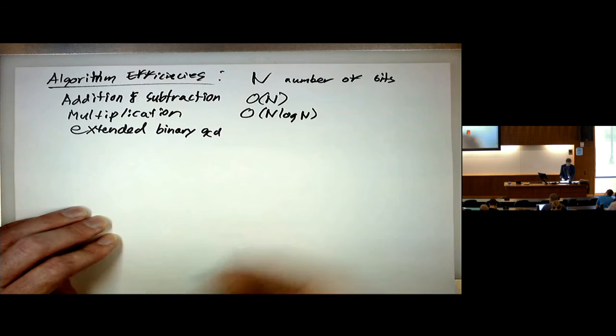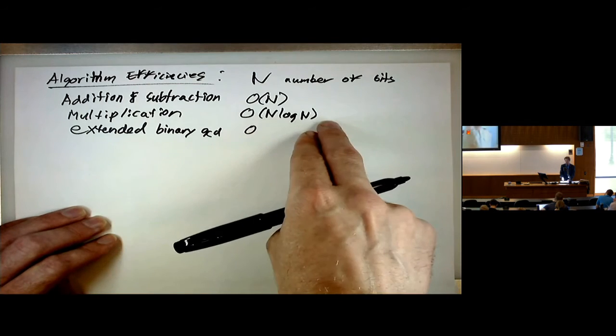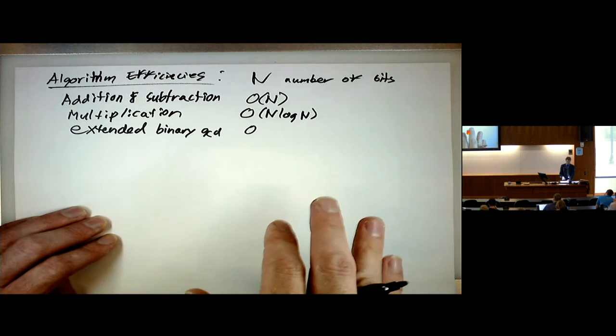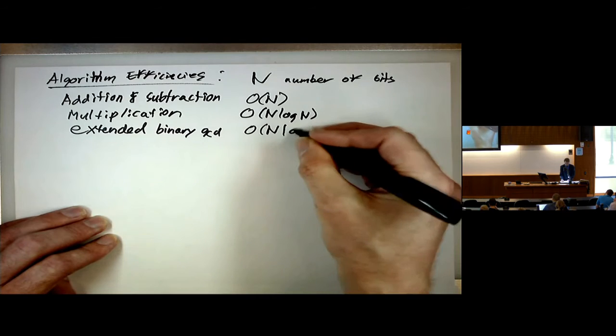Extended binary GCD. If I asked you the efficiency of the Euclidean algorithm, you would probably say it's linear. But that's the number of steps. And each step, if you're just implementing the Euclidean algorithm, requires multiplication because you're doing this division process. So each step is going to have n log n. So you get n times n log n, which is bad, because that's more than quadratic. And we can get something that's less than quadratic. We can get n log n.